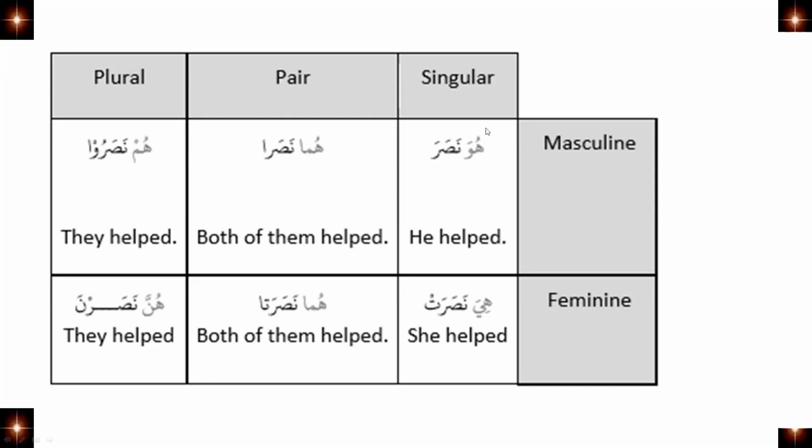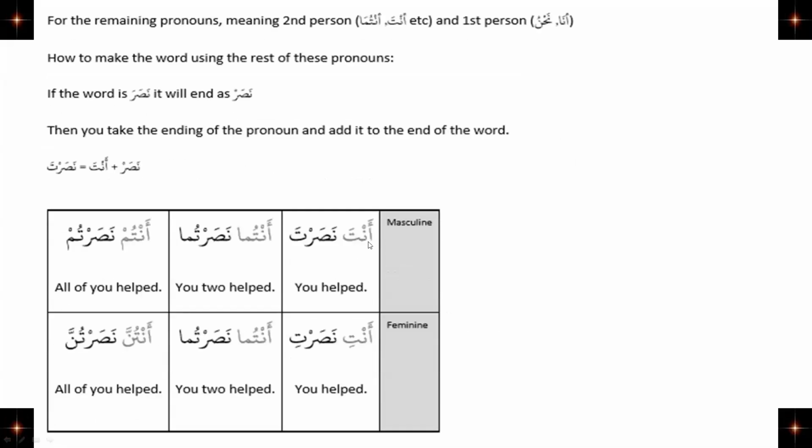And look at the meaning. Huwa, he helped. Huma, both of them helped. Hum, all of them, they helped. Hiya, she helped. Huma, nasarata. See the ta. The ta is the difference here. This one is for feminine. So ta for feminine. And then hunna nasarna. Don't forget this na. These are some of the reminders.